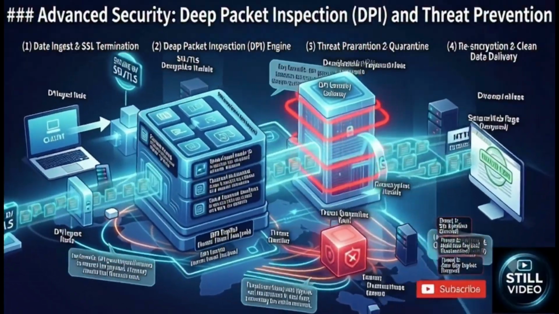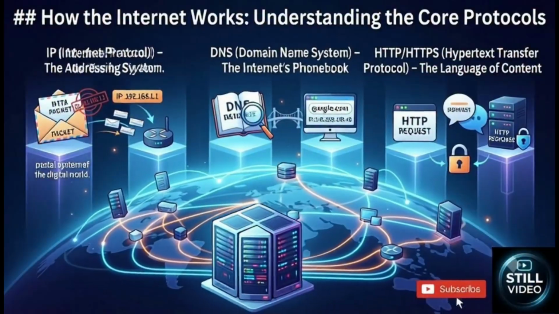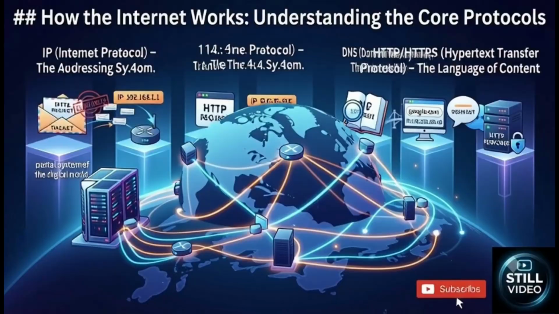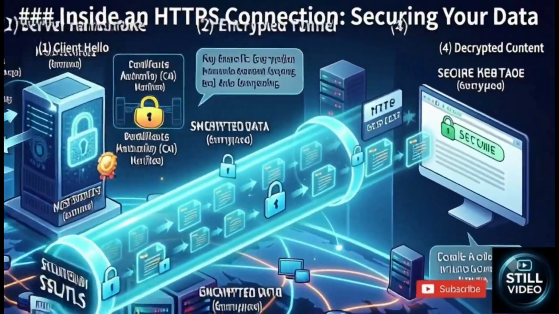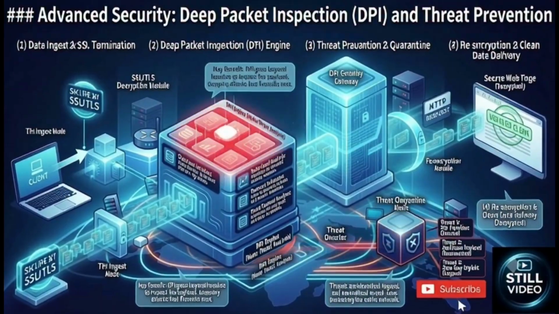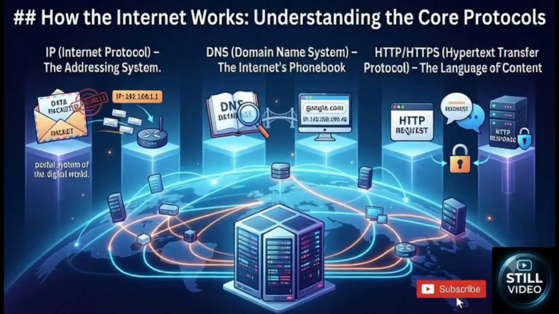1. IP, Internet Protocol, the addressing system. Think of IP as the postal system of the digital world. Every device connected to the Internet is assigned a unique IP address, e.g., 192.168.1.1. How it works. When you send data, it is broken down into small, manageable pieces called packets.